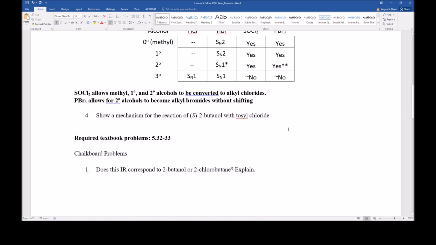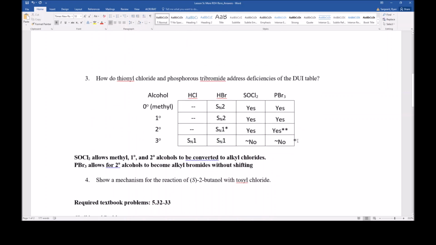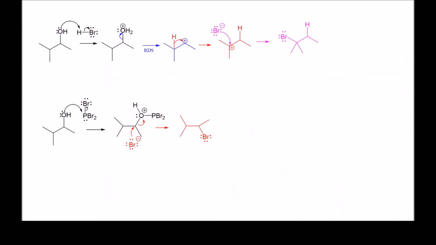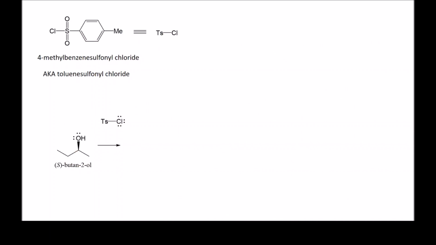This last point, question number 4, asks for us to show the mechanism for the reaction of S2-butanol with tosyl chloride. It doesn't fit in the DUI table. And in fact, it probably fits better in the next chapter, but we're almost there, so let's talk about it. This tosyl chloride is a different reactant than we've seen before. And it represents a case where chemists start to get really lazy in terms of how they show Lewis structures.